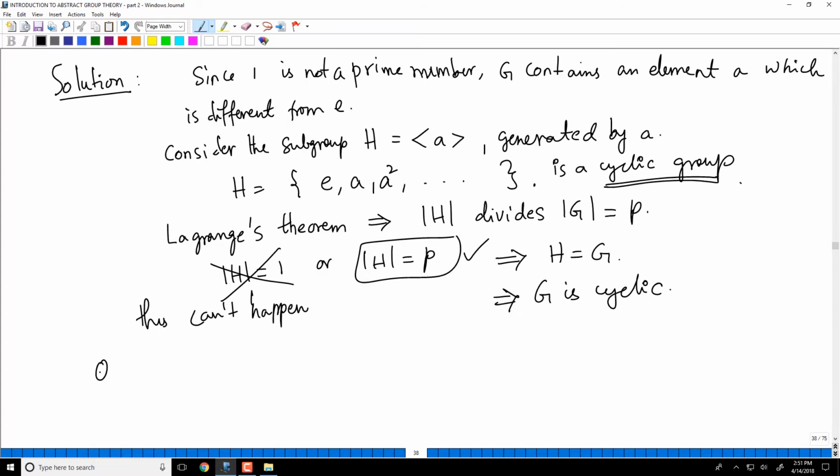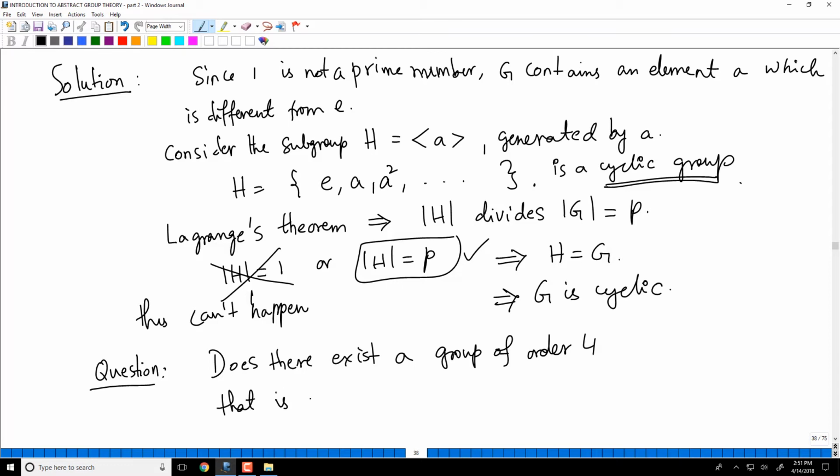You might wonder, what about groups that are not of prime order? Does there exist a group of order 4 that is not cyclic? See, 4 is not a prime number, so the problem here has nothing to say about a group of order 4. It however says that a group of order 2 must be cyclic, a group of order 3 must be cyclic, a group of order 5 must be cyclic, 7, 11 and so on. But 4 we don't know.